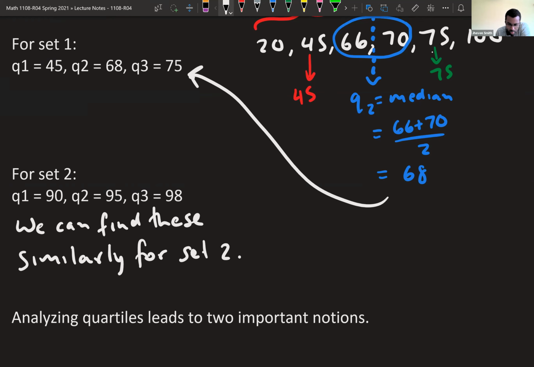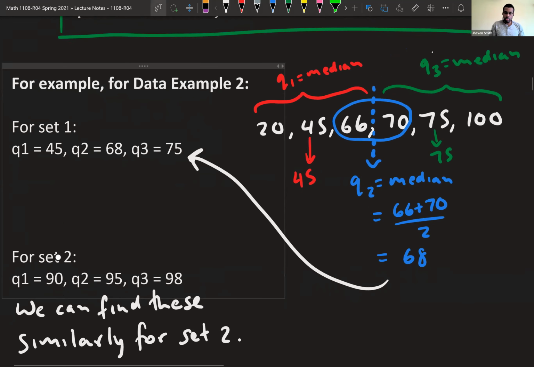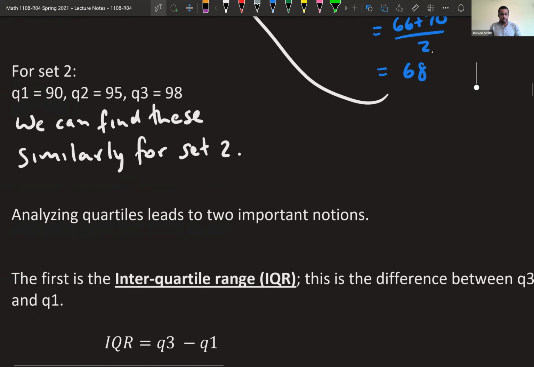For set 2. Okay, so that's it. You just go through and you find medians, right? The median of the entire data set is Q2. The median of the guys below that is Q1. The median of the guys above that is Q3. So you just find the medians 3 times, and these are the quartiles. This is how you're going to split the data, right?